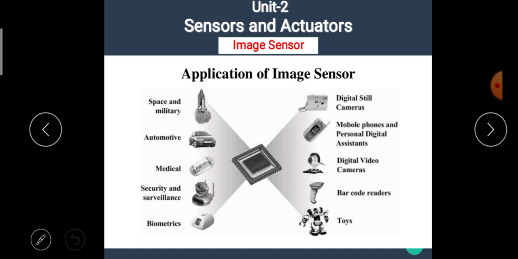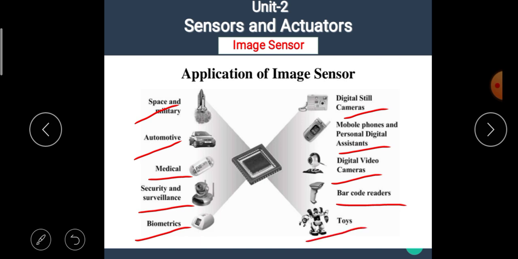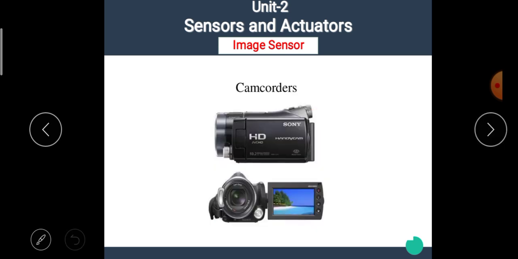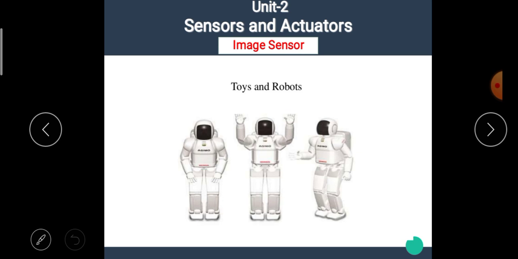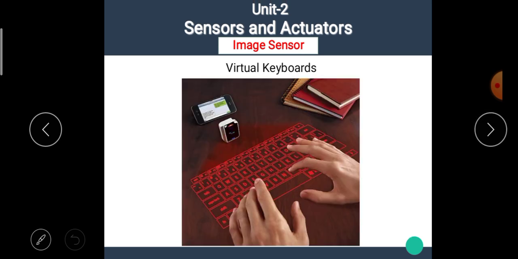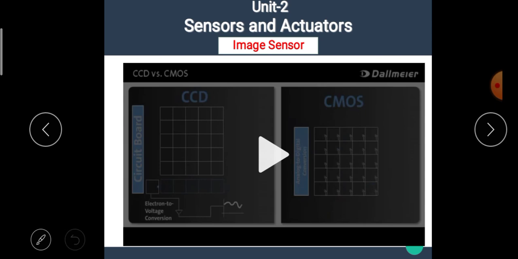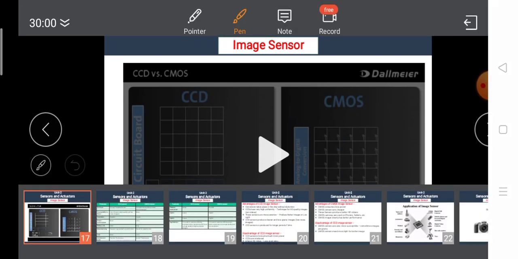Now, let's see the applications of image sensor. The image sensors have a very wide range of applications, like they are used in space and military, in automotive, in medical field, in security and surveillance, in biometrics, in digital cameras, in mobile phones and personal digital assistants, in digital video cameras, in barcode readers, in toys, etc. That means it is used in digital cameras, PDAs, camcorders, that means video recorders, toys and robots, fingerprint scanners, virtual keyboards, etc. I hope you all understand all the details about the CCD and CMOS image sensor.